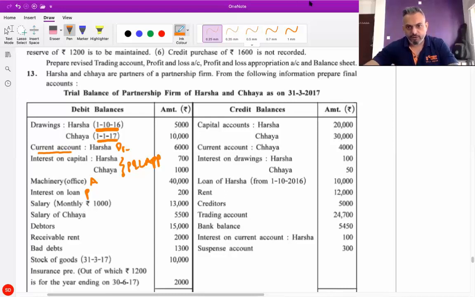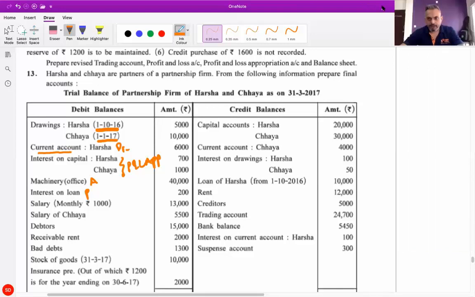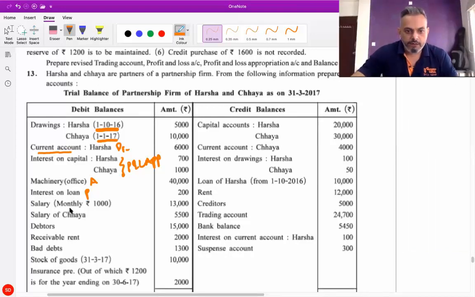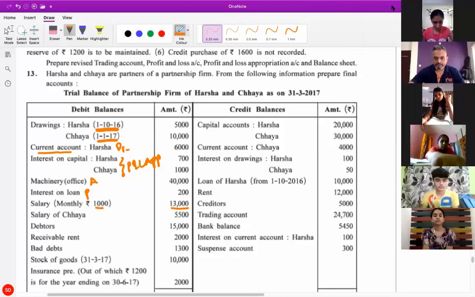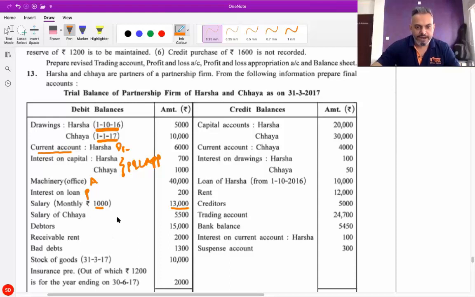Now please, all of you pay attention. It has lots of hidden adjustments, so it is a very tricky and important sum. Now salary monthly 1,000 is given, but here it is given 13,000. It means what? Can anyone tell me? Prepaid. Prepaid, yes, very good. It means we have paid in advance. So tick it as a hidden adjustment. I'll write H over here. Prepaid will come.